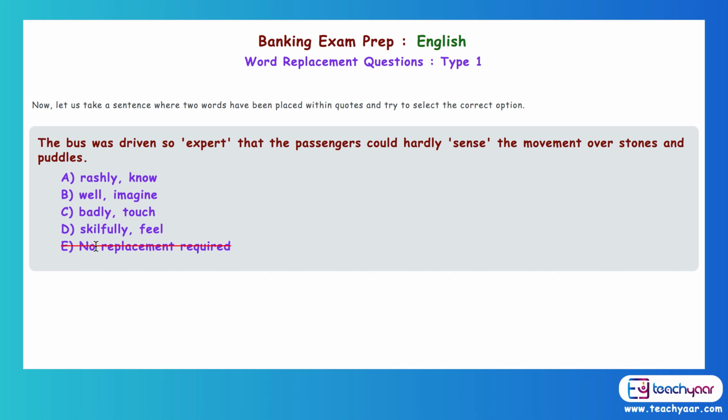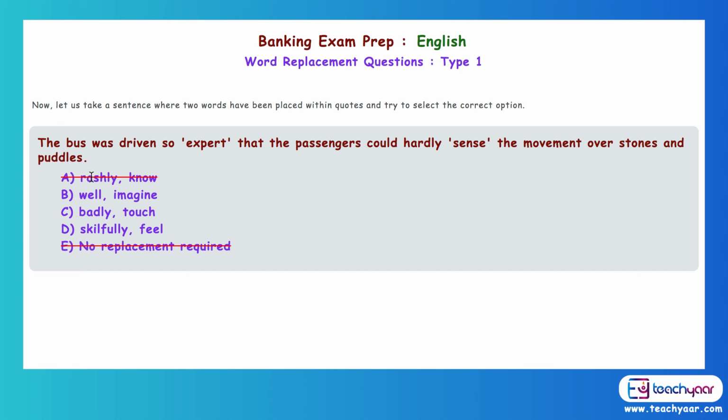Rashly. Now, expert is a person who knows his job well, who does it very properly. Rashly means a person who does things in a rush. So obviously that word is wrong. It doesn't mean the same. So you should understand one thing. When the first word is wrong, you can actually delete that option because we need both the words to be correct. We can't have just one word right and the other word wrong. So basically option A is deleted because the first word is wrong. So we don't even have to look at the second word.